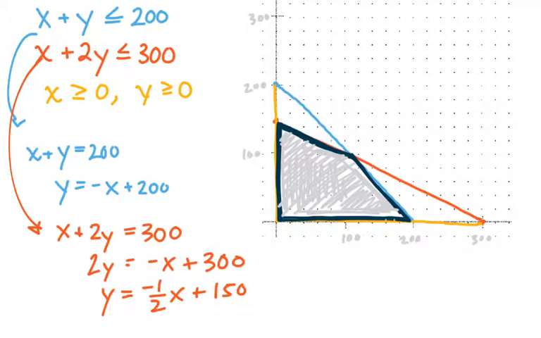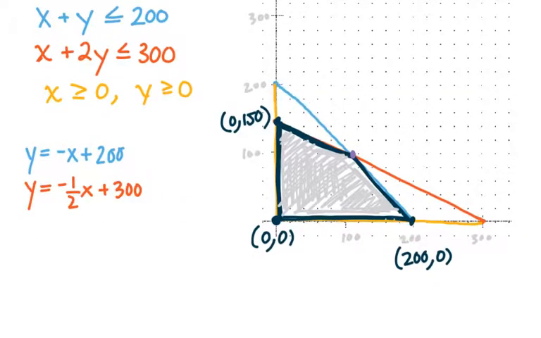Well, these three are pretty easy. We have the origin, 0, 0. We have a y-intercept, 0, 150. We have an x-intercept, 200, 0. And then we need to know what this point is right here, this point where the red and the blue lines are intersecting.